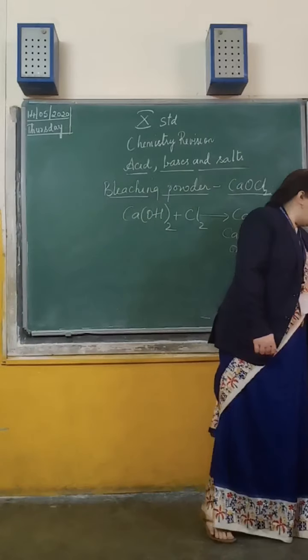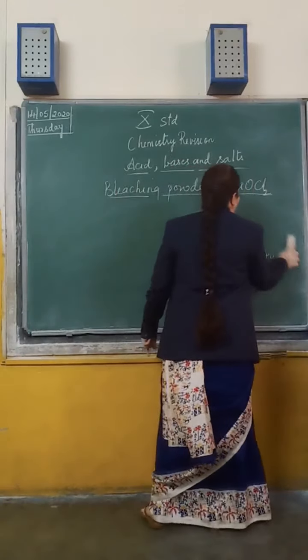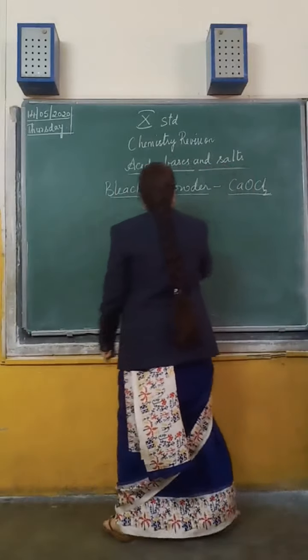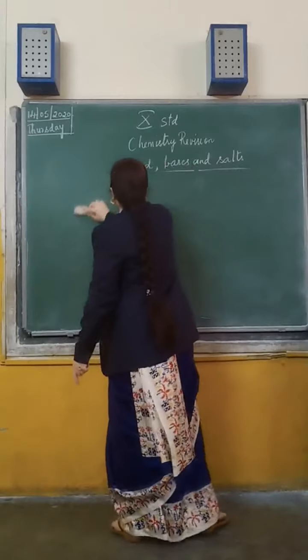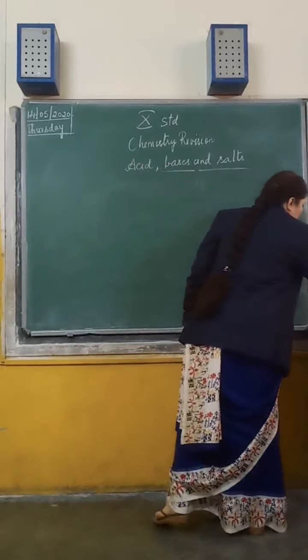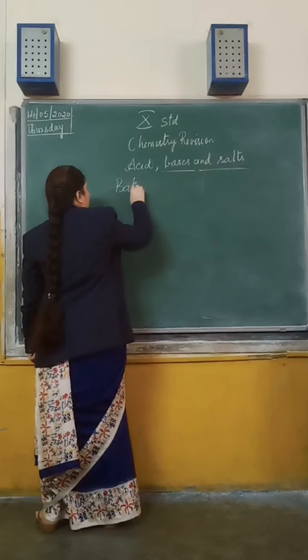Next is baking soda. Baking soda is the raw material for making baking powder, which is what you use in your houses. Baking soda is called sodium hydrogen carbonate.